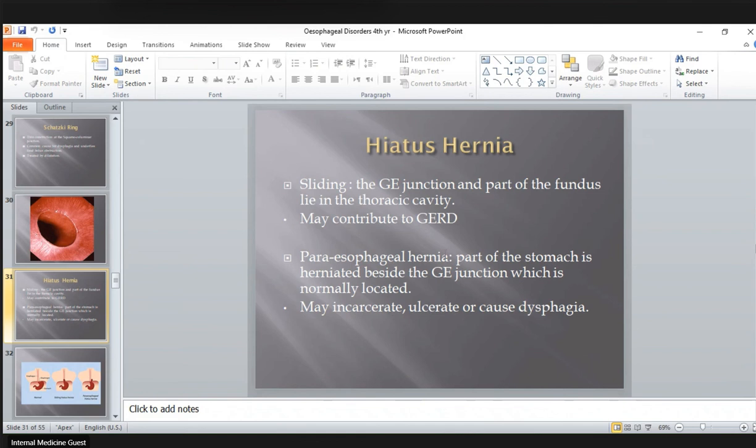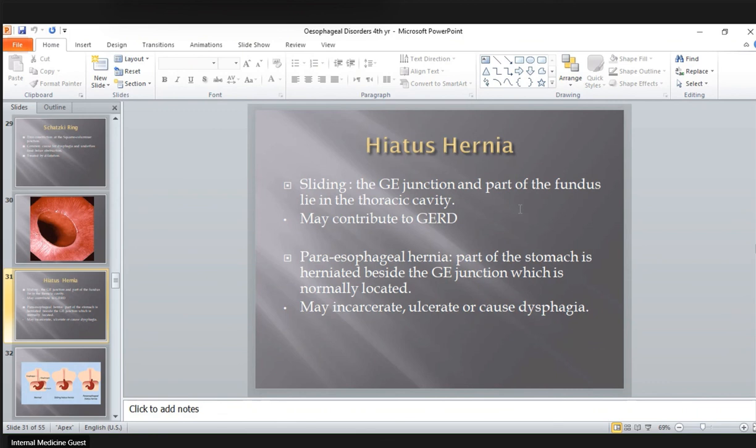Hiatal hernia. There are two types of hiatal hernia, sliding or paraesophageal hernia. Sliding, so the GE junction and part of the fundus of the stomach lie in the thoracic cavity. And in this type of hernia, patients usually suffer from reflux disease.